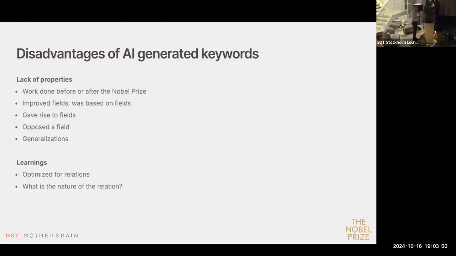So again, the learning was that this AI system is really optimized for creating the relations that we want to have. But there is a drawback. In the AI-generated keywords, we don't know the nature of the connection. So we don't have the property of the connection. We don't know if they are opposing the field or working in the field. We don't know if it was a previous field or a current field and things like that. So that is something that we have to take into account when we use them.